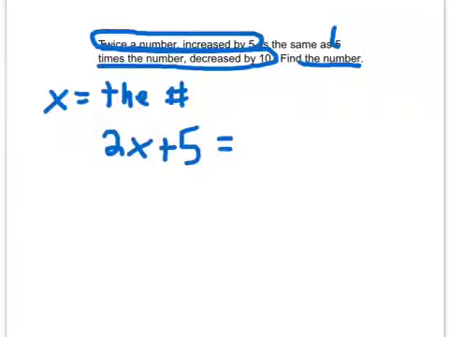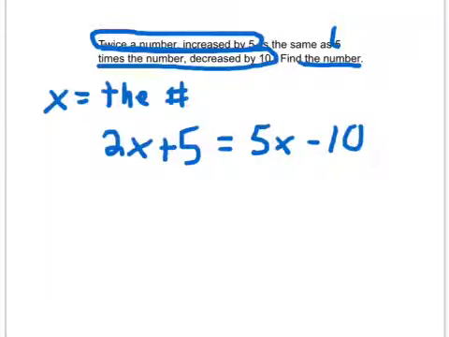So twice a number increased by 5 is equal to 5 times the number decreased by 10. And we need to find the number. What I've done here is I've labeled and I've written an equation. That's what I want you to do for these. Tell me what you know, label, and then write me an equation. Now we need to solve the equation.